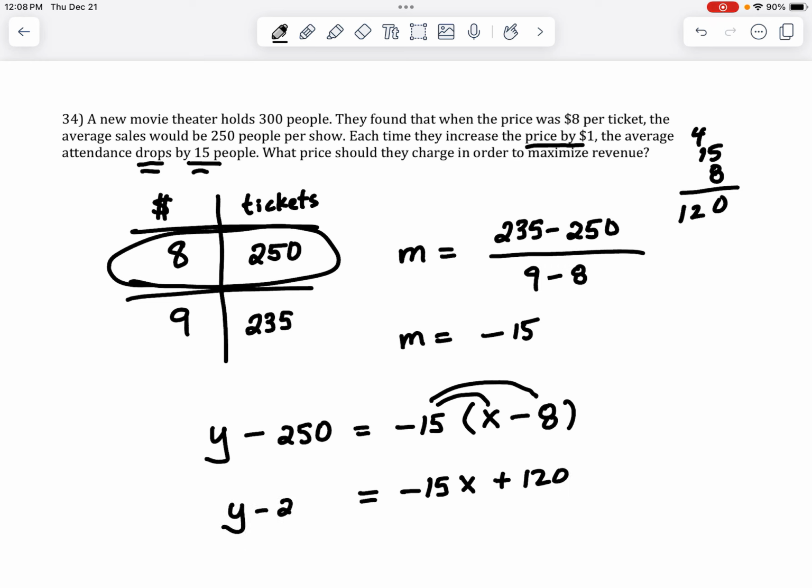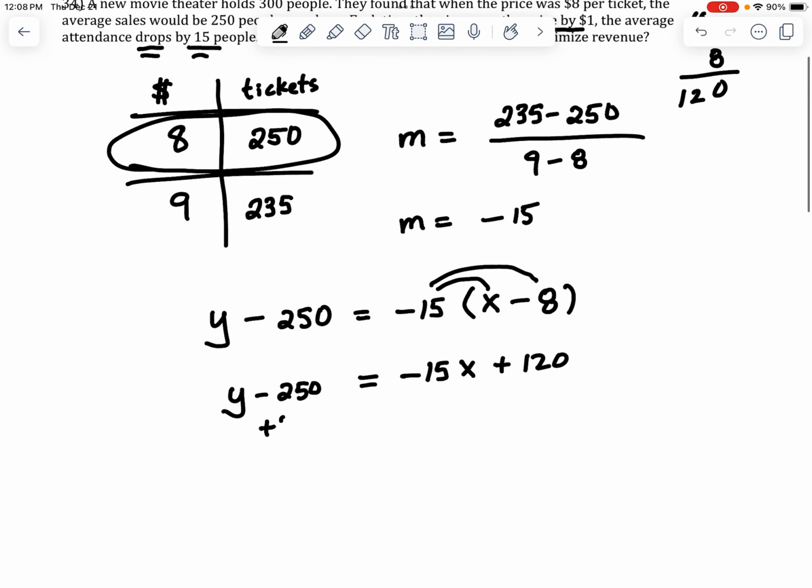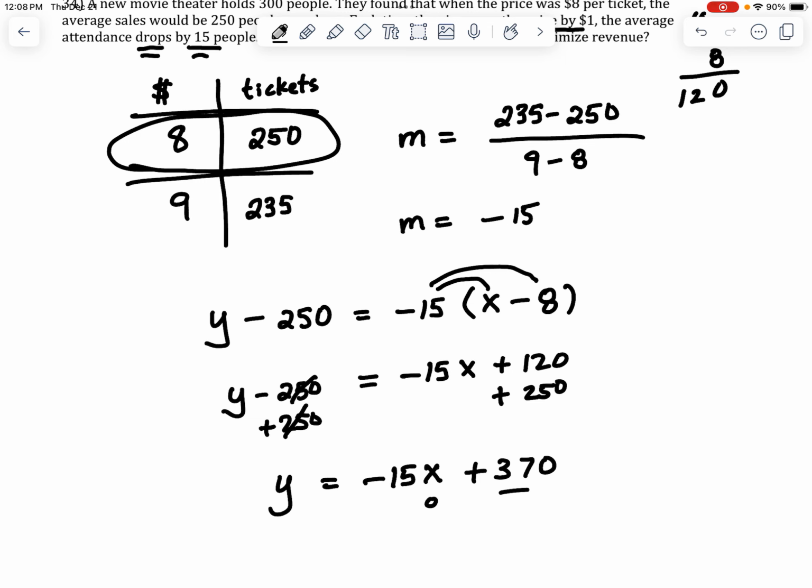And then I just need to add 250 to both sides. So to solve for y, add 250 and add 250. So that is a negative 15x plus 370, which basically means if the price was equal to 0, then 370 people would show up and they only can take 300 people. But they're not going to give it away for free anyway.